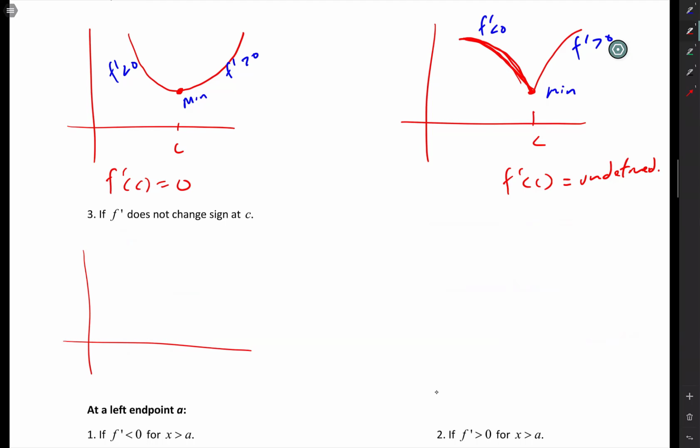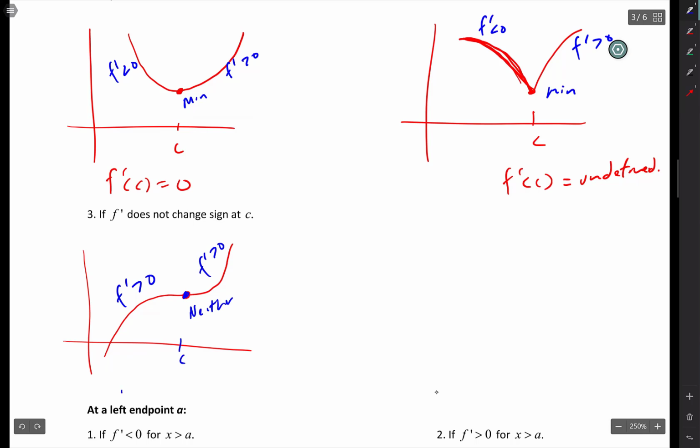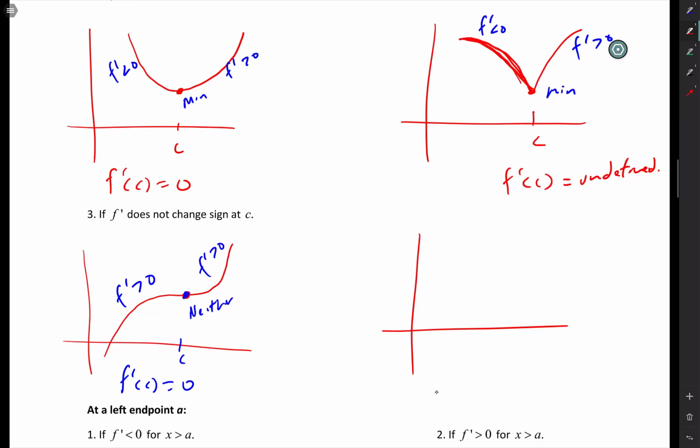F prime does not change signs. Okay, let's see. F prime is positive, f prime is positive. Neither, that's a c. F prime of c equals 0. Increasing, increasing.